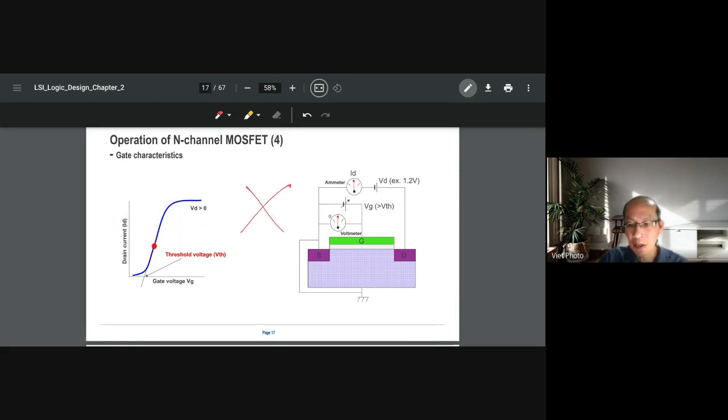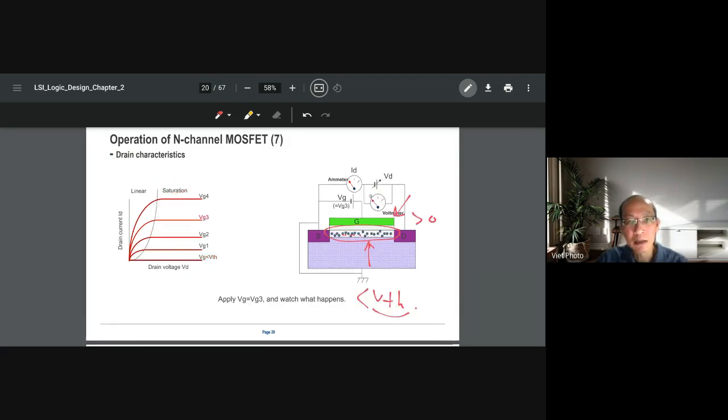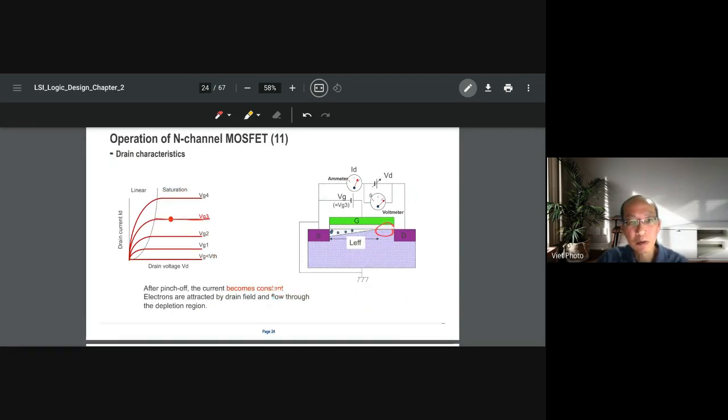Okay, this you can read and then understand. I don't think it needs much explanation here. This one, I said when VG is less than VTH, you have no current, and actually that's only leakage. And this one is a trend characteristic. It means the IDS versus the VD.